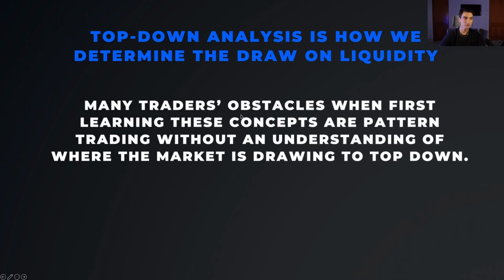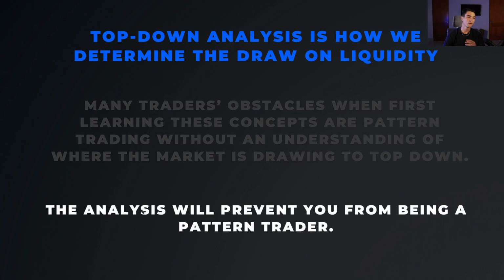Many traders' obstacles when first learning these concepts are, as I mentioned earlier, pattern trading without an understanding of where the market is drawing to top down. So what does that mean? Right? Well, you get in the charts, you see your fair value gap, you see your optimal trade entry, whatever model you're using, your order block, and it doesn't work like it does in the hindsight teachings that we learned from. Why is that? And that's because you're missing an understanding of top-down analysis, which tells you where the market's actually even going. Because unless you know where the market's going and drawing to, you're just a pattern trader. And this analysis will help prevent you from becoming a pattern trader.